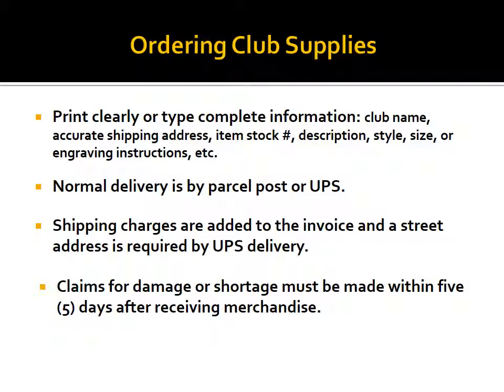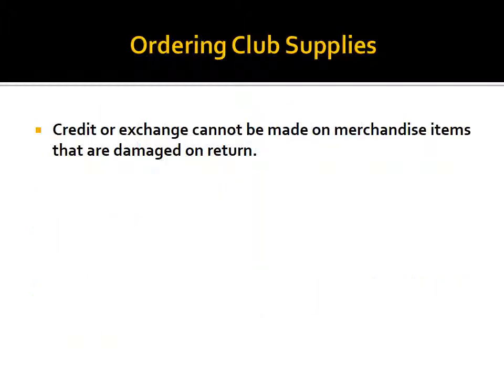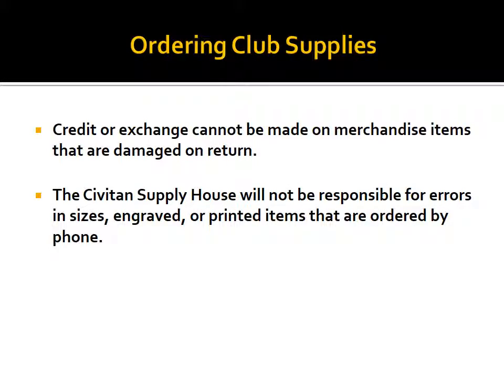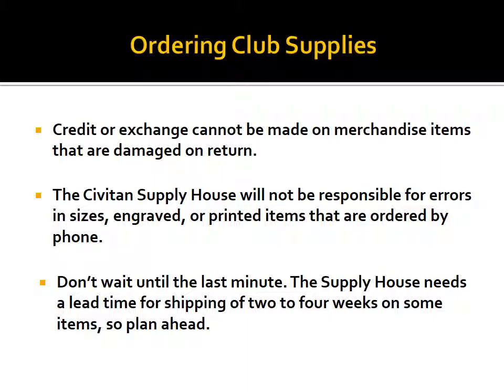Claims for damage or shortage must be made within 5 days of receiving your merchandise. Credit or exchange cannot be made on merchandise items that are damaged upon return. The Civitan Supply House will not be responsible for errors in sizing, or engraved or printed items that are ordered via telephone. Please don't wait until the last minute. The supply house needs a lead time for shipping of 2 to 4 weeks on some items, so please plan ahead.